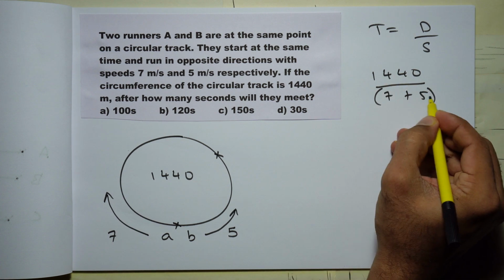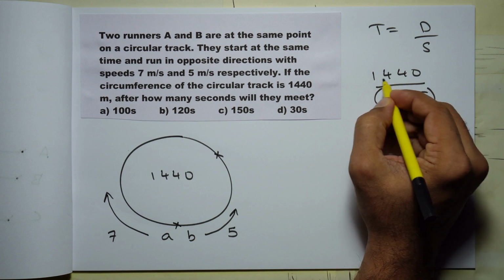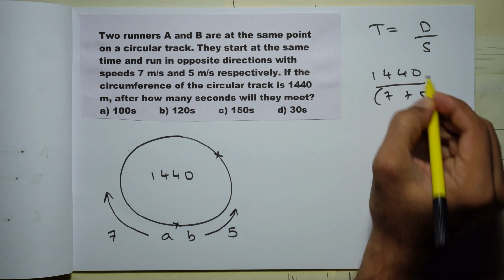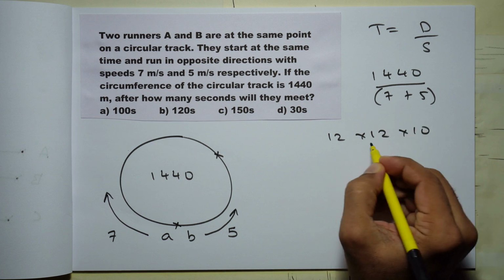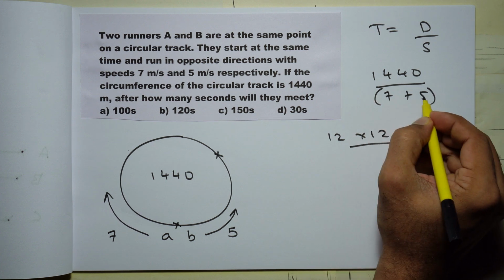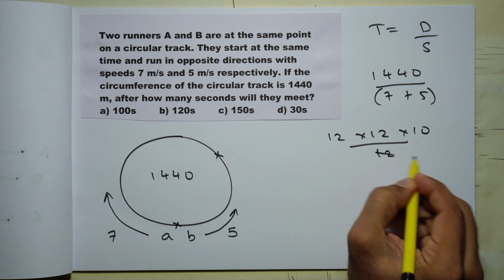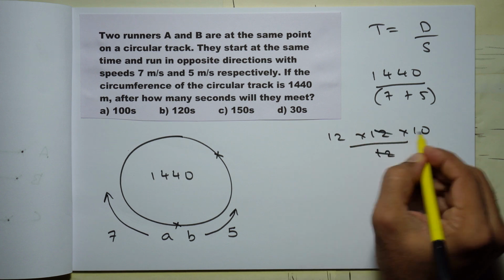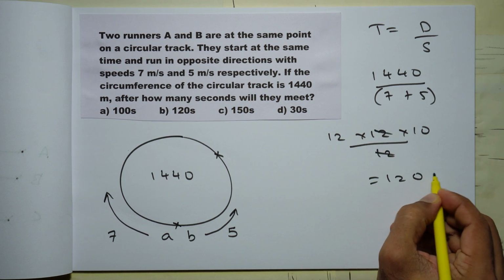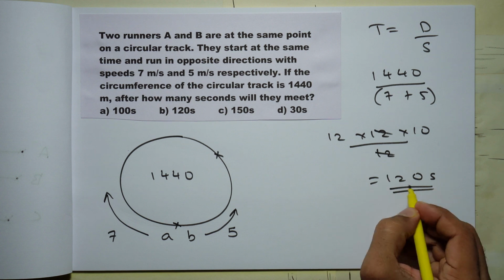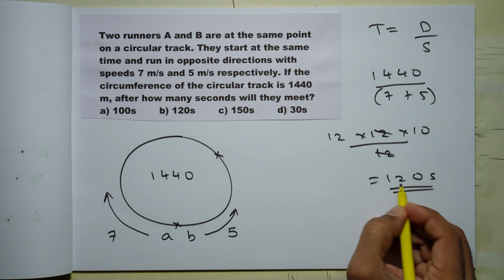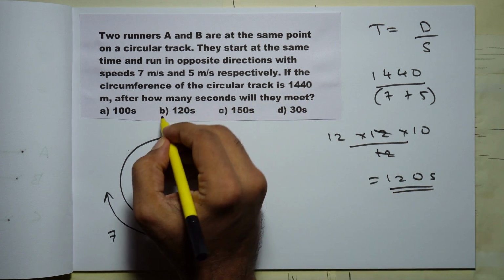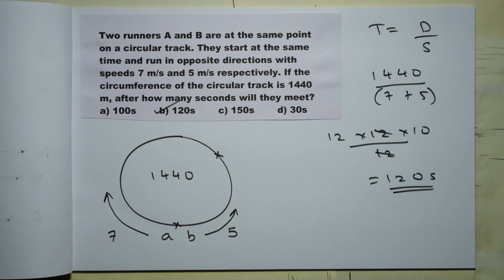So distance by speed gives you time. 1440, 144 is 12 into 12 and the 0, so I'll write it as into 10, divided by 7 plus 5, which gives you 12. 12 and 12 cancel out. Thus 12 into 10 gives you 120. So 120 seconds. In this much time they will meet. So after how many seconds will they meet? They will meet in 120 seconds. So option B, 120.